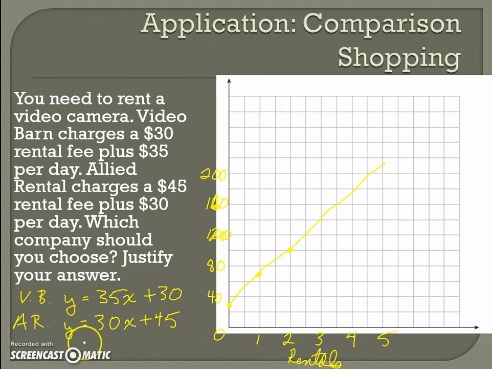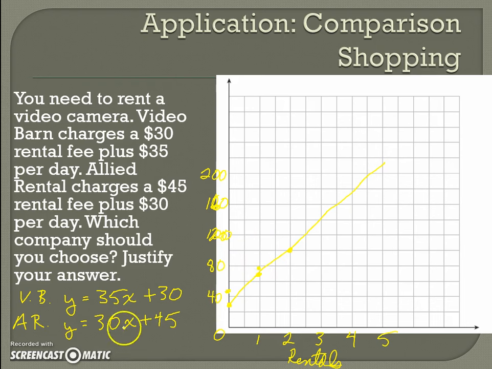This one right here, Allied rental, is $45, right? So if this is 40 and this is 80, that means this is 60. That means that's 50. So 45 is going to be just right here. And it increases by 30 each time. So from there, one rental is going to be 75, which is going to be just a hair underneath this one.